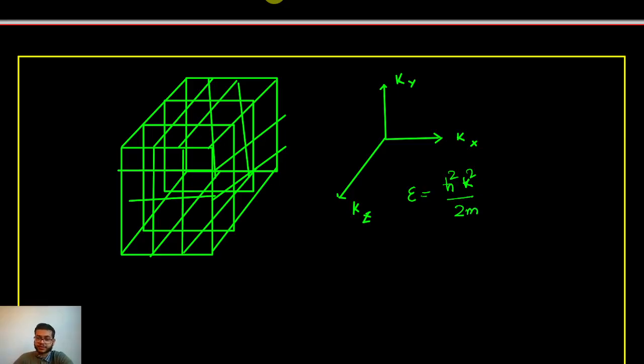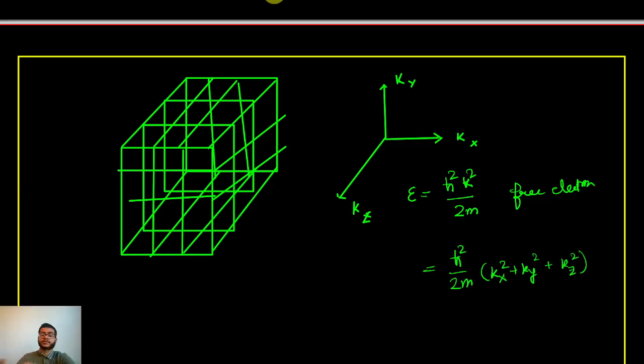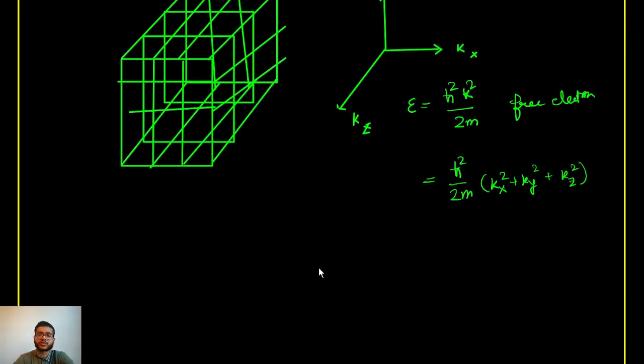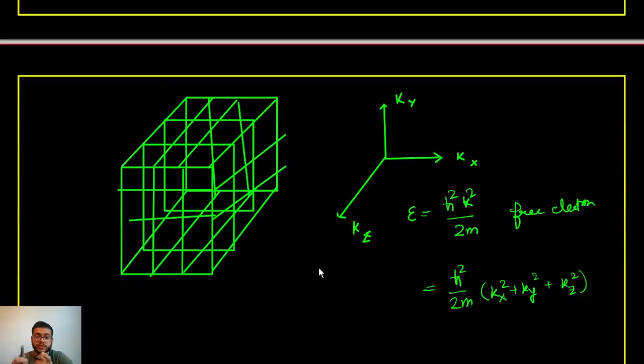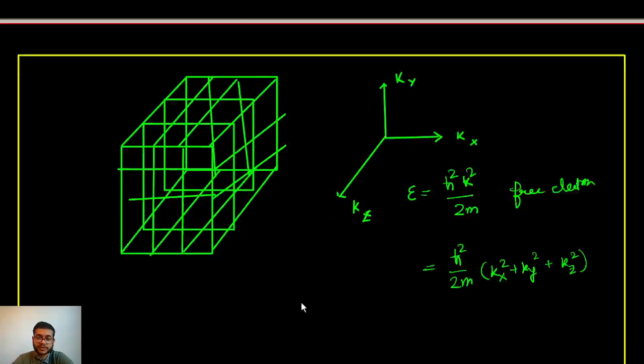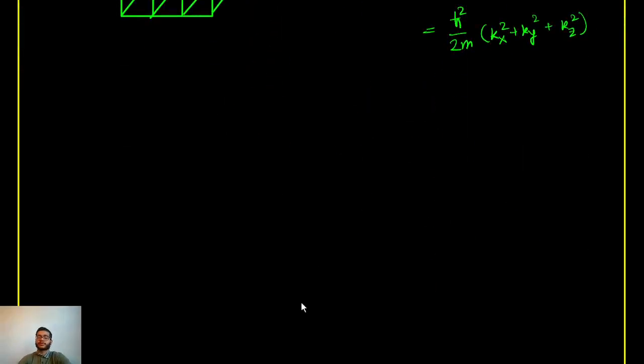Also E is equal to h square k square by 2m, as we all know, for free electrons. This is only for free electrons. So E equals h square by 2m times kx square plus ky square plus kz square. Okay, so it's a sphere in the reciprocal space, in the k space. This is what we got for the periodic boundary condition, for how the Sommerfeld model works in a crystalline system, where there is repetition and there are symmetries in the system.